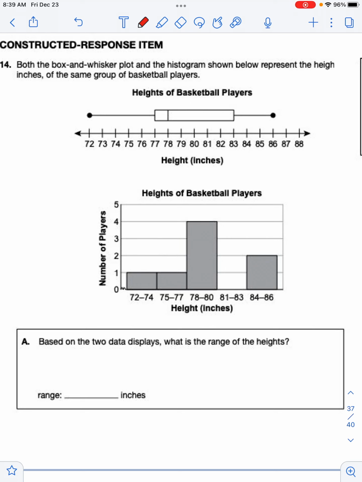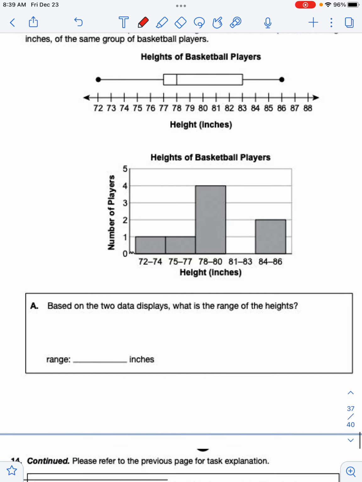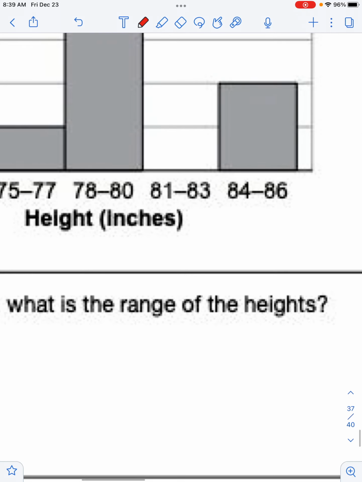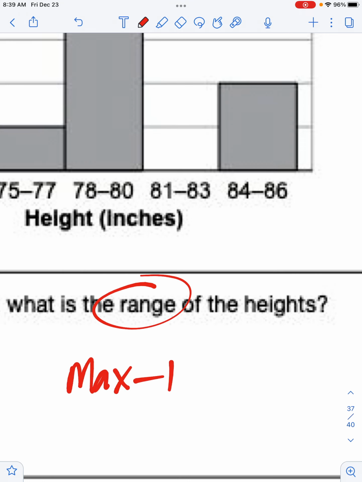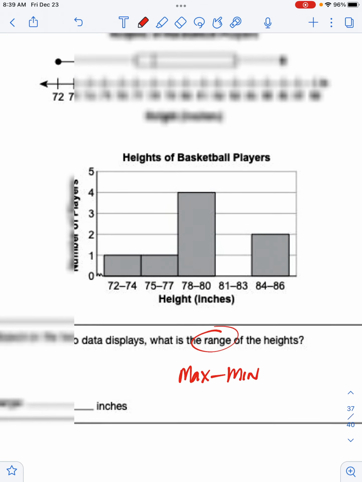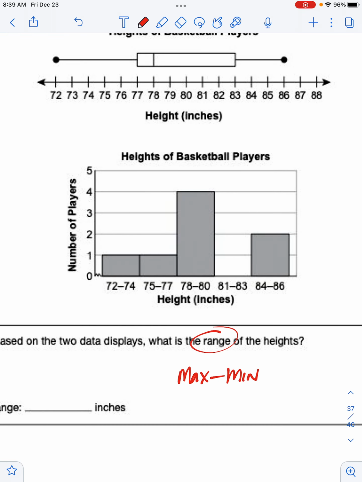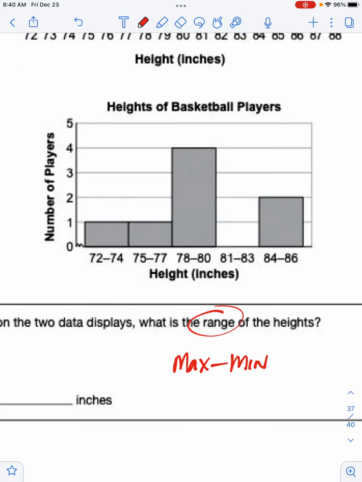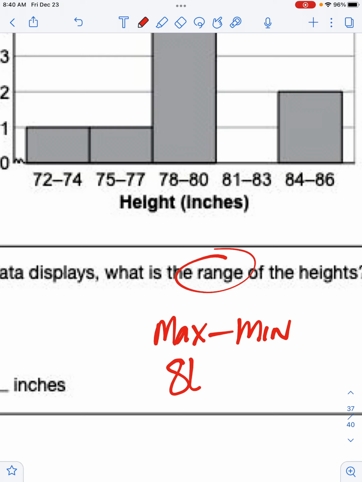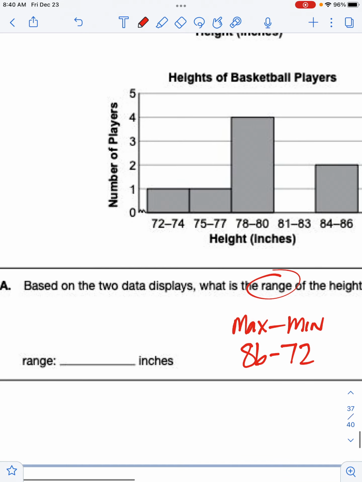So first question is pretty easy. Based on the two displays, what is the range of the heights? So all we need to know there is the definition of range as the max minus the min. And both of those values can be found in the box plot. So it looks like our max is 86 and our min is 72. So 86 minus 72, which would give us a range of 14 inches.